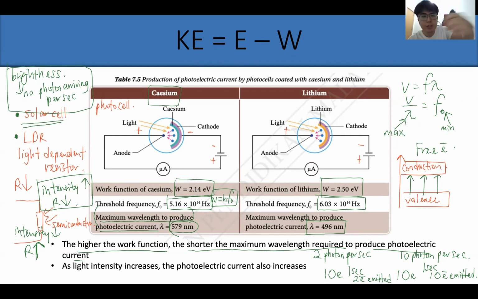So how does it change the circuit? It changes the current of the circuit, right? Because current is the flow of charges. If you have more electrons flowing, more electrons emitted, then your current will increase. So as light intensity increases, the photoelectric current also increases. That is the last point.